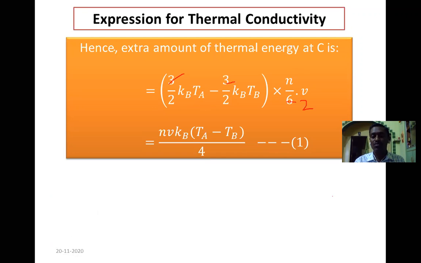1 by 2 taken common, 1 by 2 into 1 by 2, so that will be 1 by 4. So the equation will be nV upon 4 into Ta minus Tb. That is our equation 1. So equation 1 gives you the resultant amount of thermal energy at C due to electrons coming from all directions. Now it is about the half part of the expression. In the half part we have calculated from the geometry of the figure.